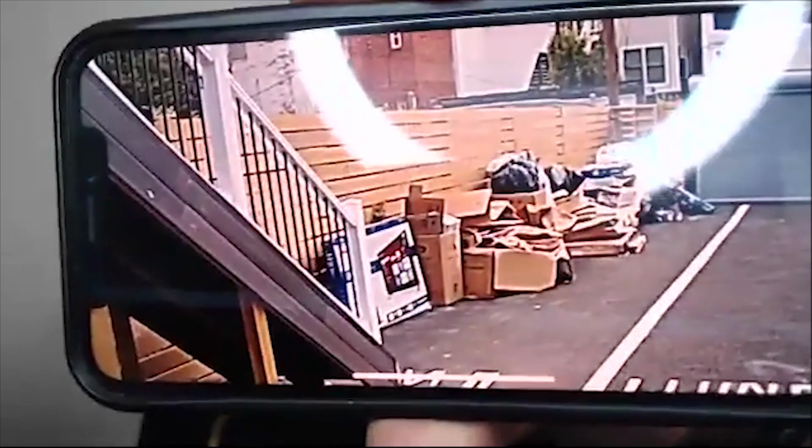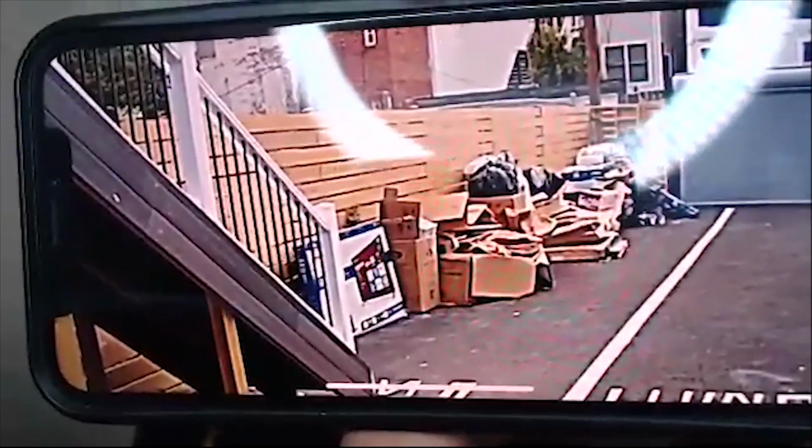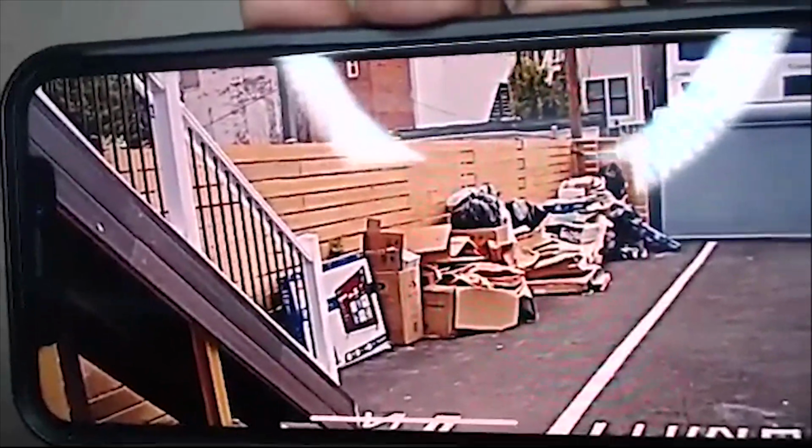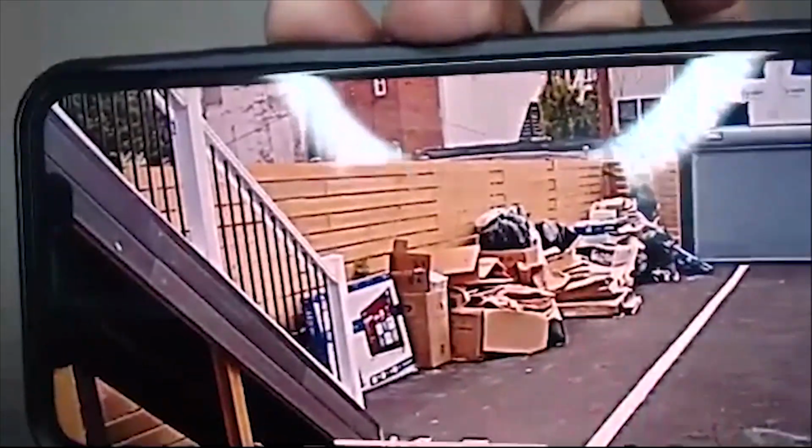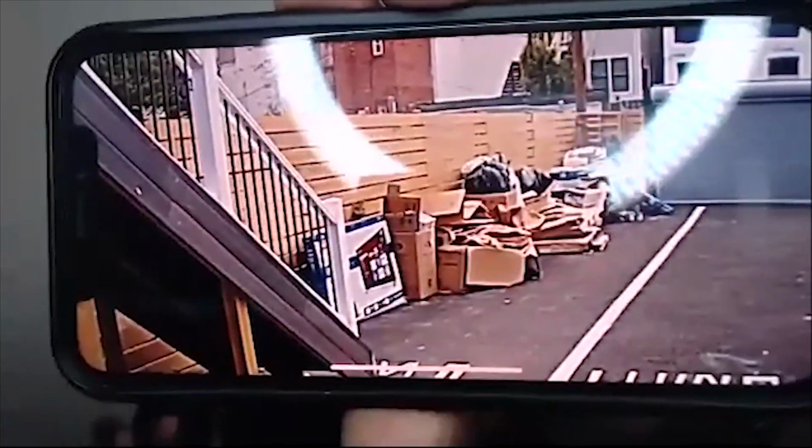Can you see that? You don't get how long that is, but that is a lot of stuff. We filled up the U-Haul. Oh, mind you, there was stuff on the other side of that fence as well. You're going to create a small problem for yourself.